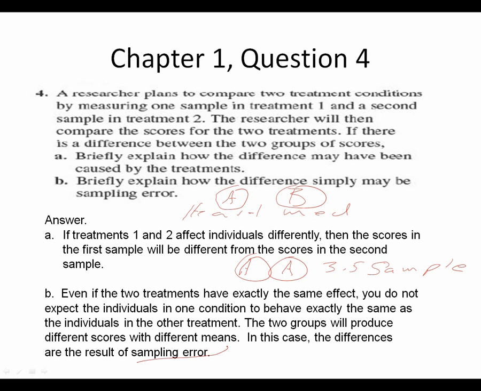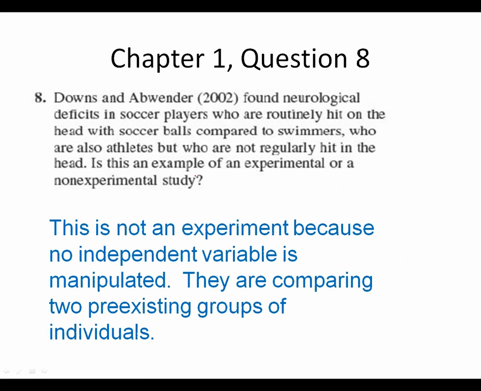Sampling error is simply the difference between our sample and a whole population. As the sample gets bigger, we have less and less sampling error, until we get to the size of the whole population, at which point there is no sampling error because we don't have a sample anymore. We have a population. So let's move on to the next question. And I hope that you understand that. We're going to pop over to the next one here, and that is question 8.